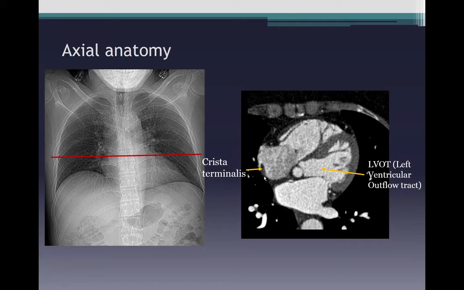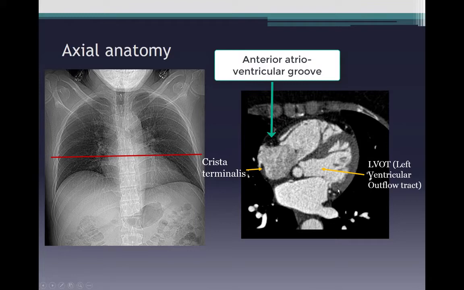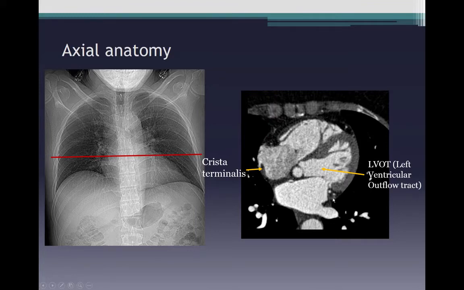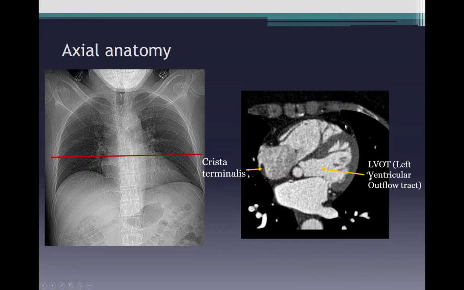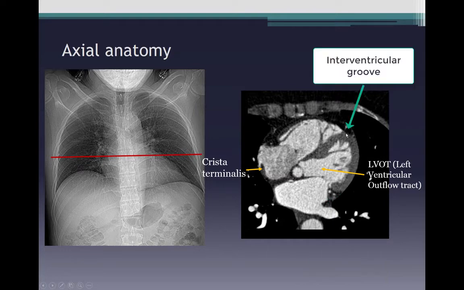It should not be mistaken for a thrombus or a soft tissue mass. On this image, we can also see various grooves between the cardiac chambers. The most anterior groove here is between the right atrium and the right ventricle and is called the anterior atrioventricular groove. On the posterior aspect, we have a groove between the left atrium and left ventricle, the posterior atrioventricular groove, and in between the two ventricles is a groove called the interventricular groove.